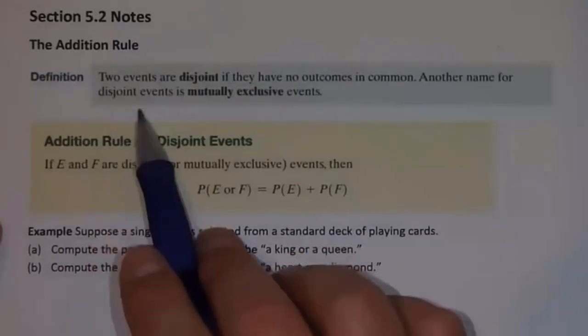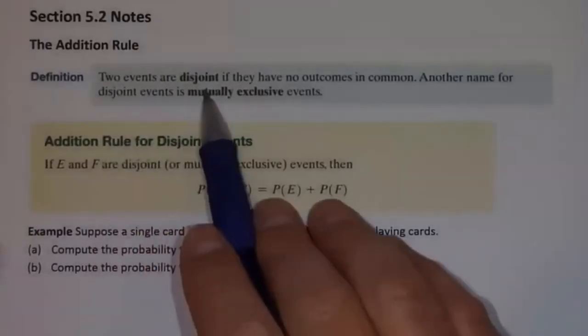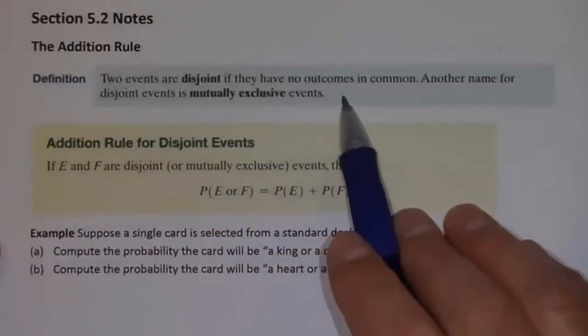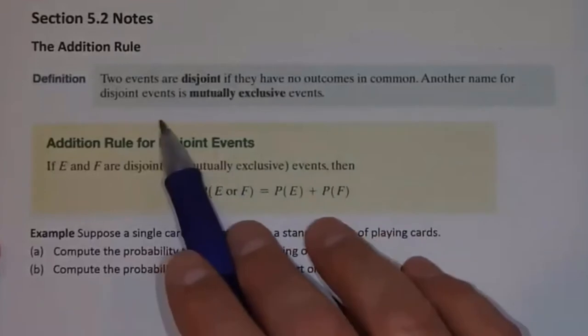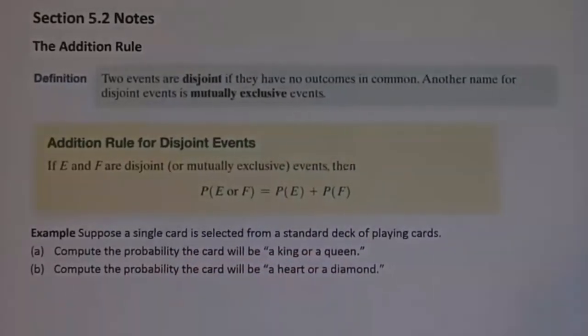So we start by considering whether or not two events are mutually exclusive or disjoint. Two events are disjoint if they have no outcomes in common. Another name for disjoint events is mutually exclusive events. In other words, the two events cannot happen at the same time.